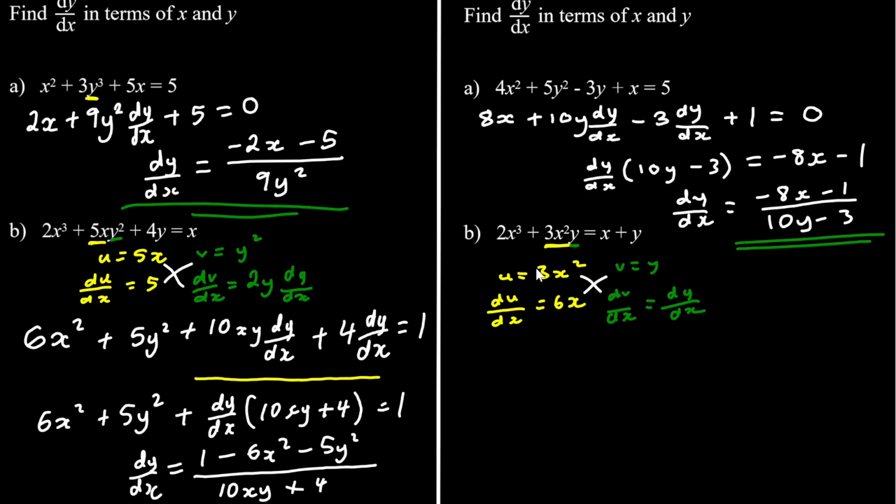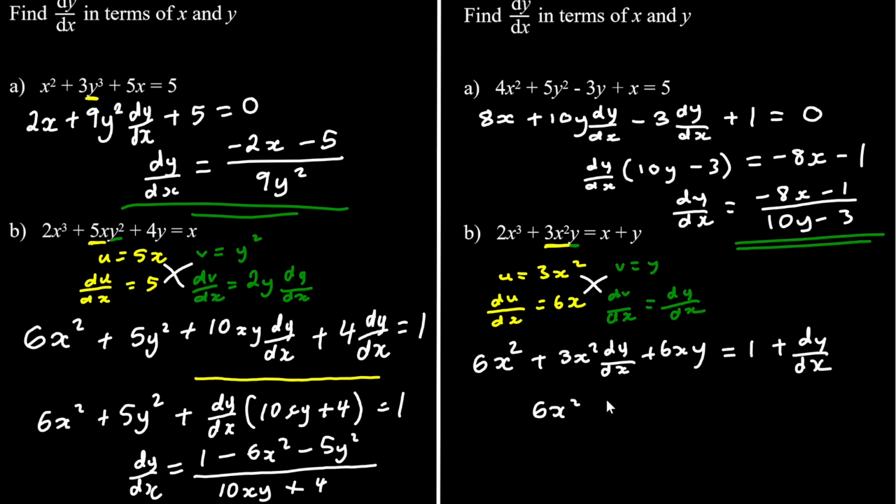So differentiating now, we've got 6x squared plus these two times together, 3x squared dy/dx plus 6xy from these two times together, equals 1 plus dy/dx. So let's get our dy/dx's on the same side and everything else on the other side.